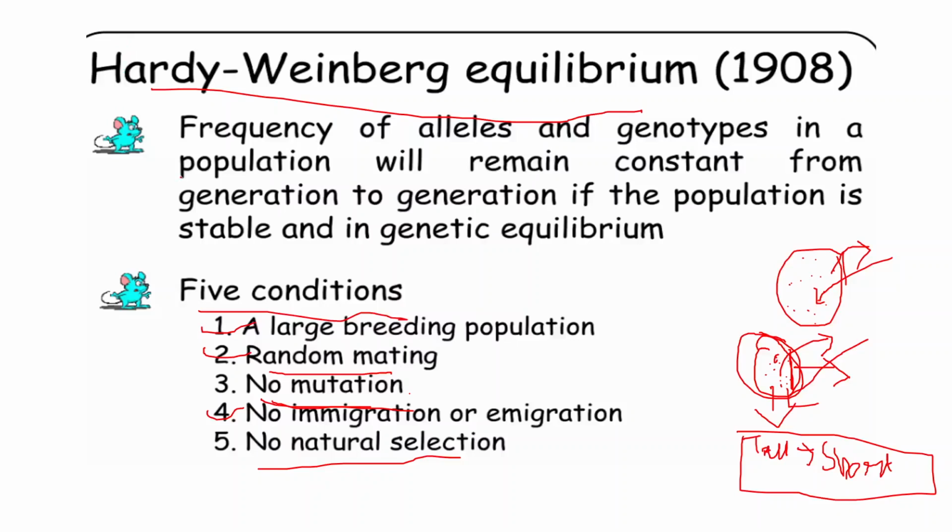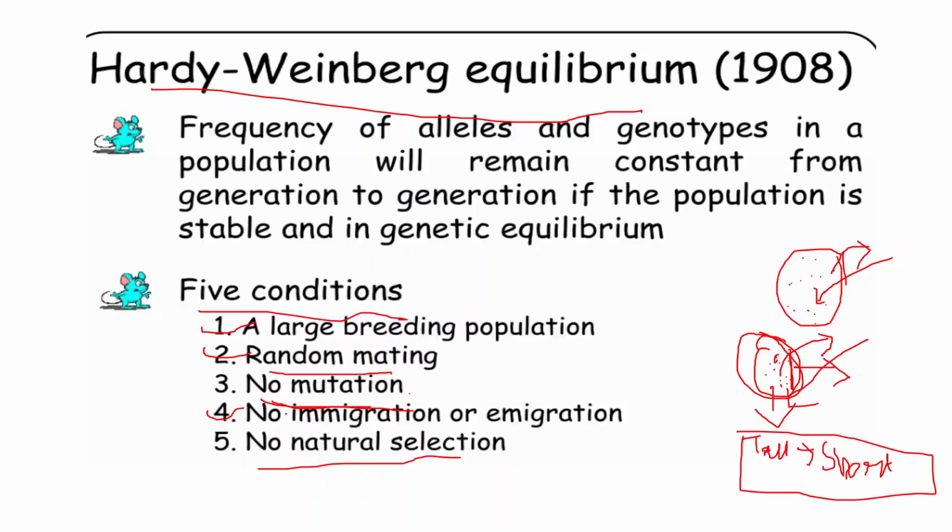Okay, so the first one is the geographical area should be closed and isolated, and no individual can come inside and no individual can go outside. The second one is that there should be random mating. There should be no selection bias. There is no mating preference. The mating should be random in nature.